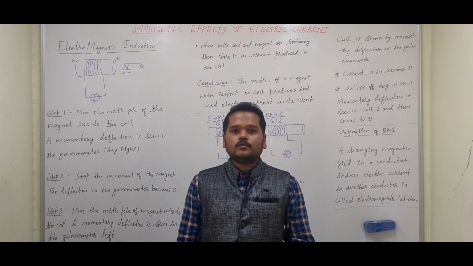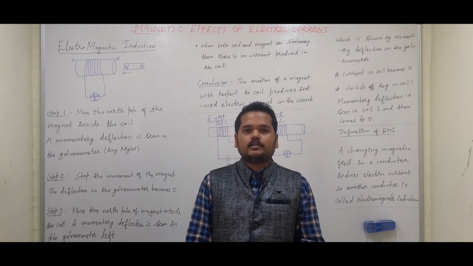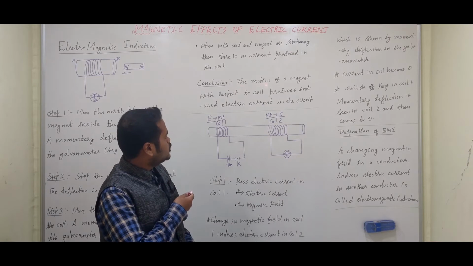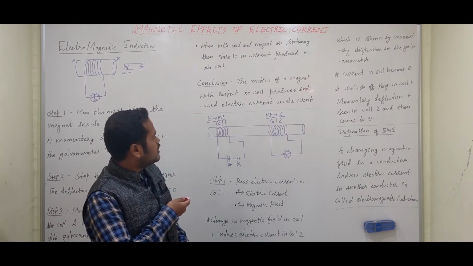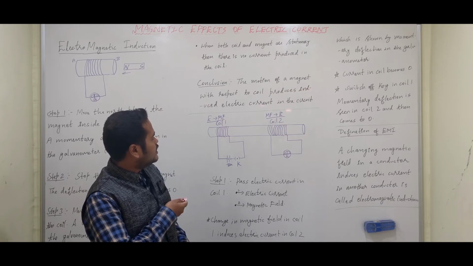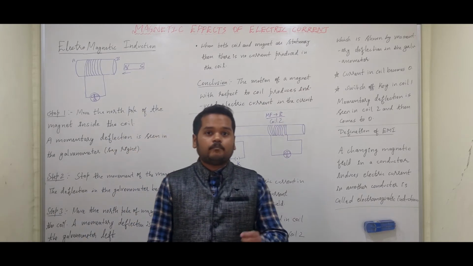So we can conclude from this experiment that the motion of a magnet with respect to the coil produces induced electric current in the circuit, which is temporary.